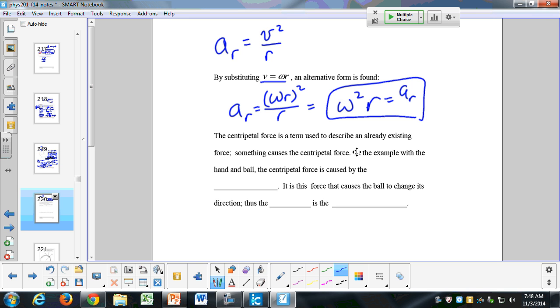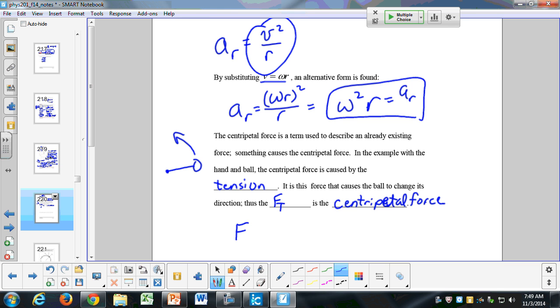Okay, so in the case of the earbuds or a hand and a ball, where you have a ball on a string going in a circular path, the centripetal force is caused by tension. It's this force that causes the ball to change direction. So the tension force is the centripetal force. And since our acceleration is given by v squared over r, we can calculate our centripetal force, F_r, which is equal to mass times acceleration, which is equal to m v squared over r. So our centripetal force is given by this expression, which is just from Newton's second law, mass times acceleration.